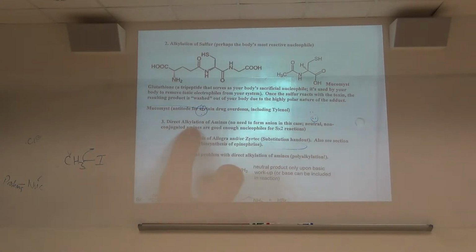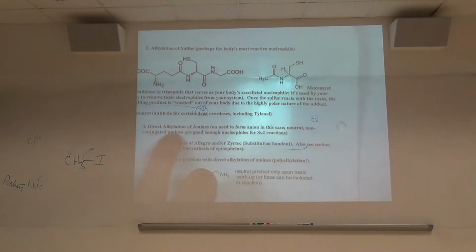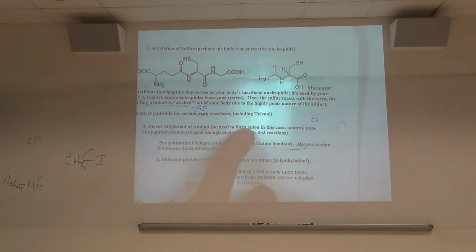Okay, oxygen, sulfur. What about amines? Let's look at direct alkylation of amines. Now with amines, there's no need to make the anion first. Why? Because an amine, if it's sp3, is a good nucleophile in the neutral state.